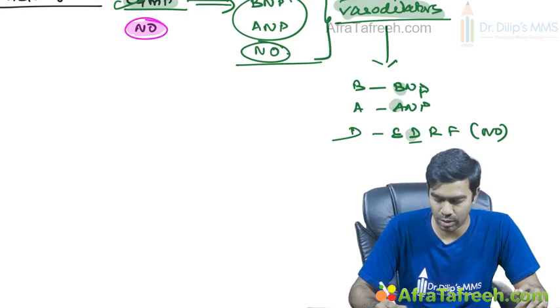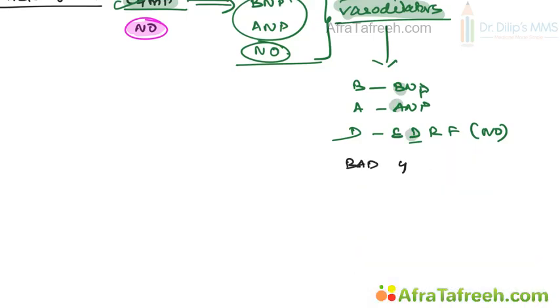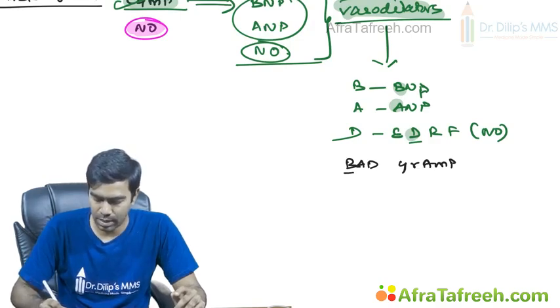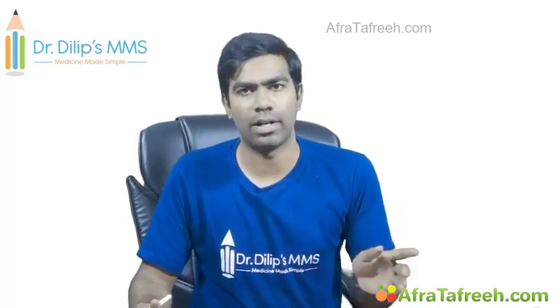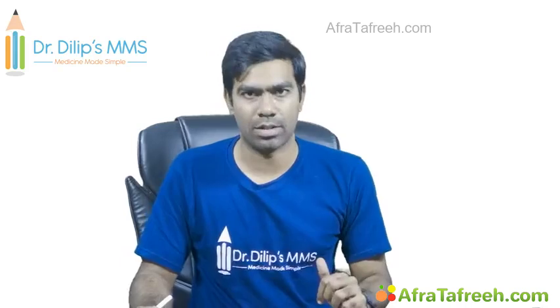So that's why we told a mnemonic BAD, or traditionally we used to remember by a mnemonic called BAD grams. What do you mean by BAD gram? So BAD acts by cyclic GMP. Clear? So that's the mnemonic. But anyway, in whatever way you remember these 3 vasodilators, BNP, ANP, and nitric oxide, all these 3 things are going to act through cyclic GMP as the second messenger only.